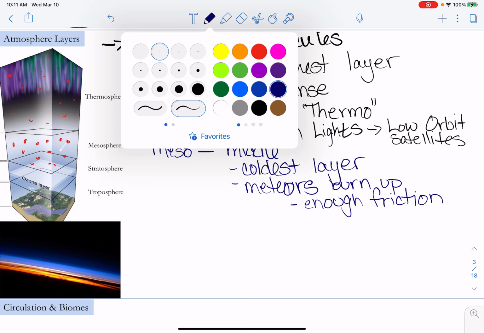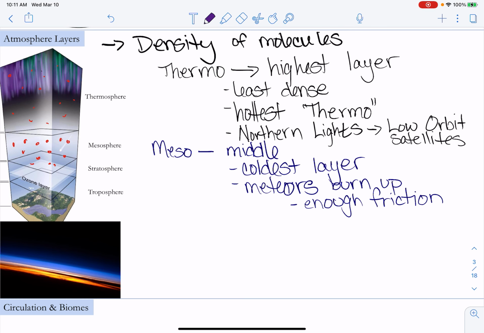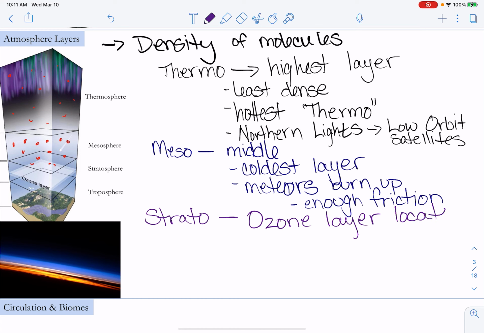Our next layer, and probably one of the two important layers that we have, is the stratosphere. And the stratosphere is where the ozone layer is located. The ozone layer is the protective blanket of the planet. You may have heard of the ozone layer. So it's the protective blanket.